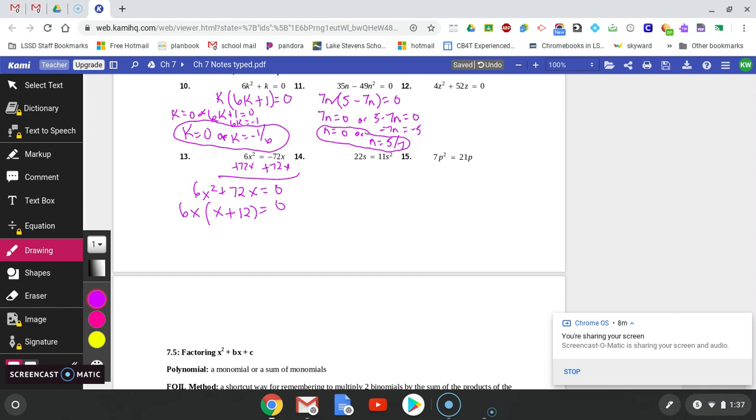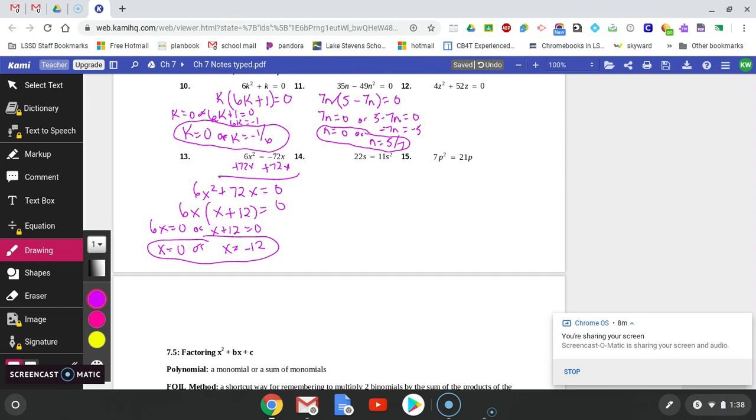Okay, so from here on out, I've got something times something equal to 0, and now I can set each of them equal to 0. So I have 6x equals 0, or I have x plus 12 equal to 0. When I divide both sides by 6, I get x equals 0. When I subtract the 12 on both sides, I get x equals negative 12. So I've got my two possible answers.